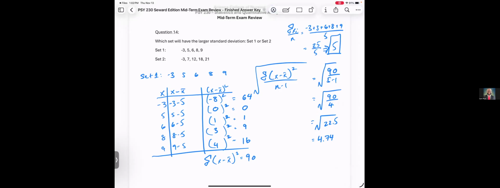Let me see if I can change the color. Where's the palette? I'm going to see it here. So we know for set 1, the standard deviation is 4.74.